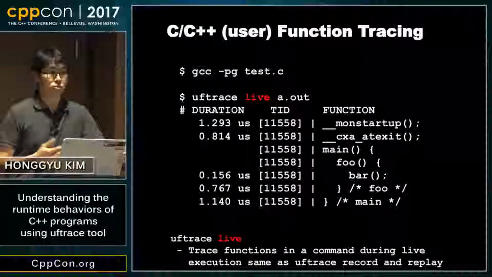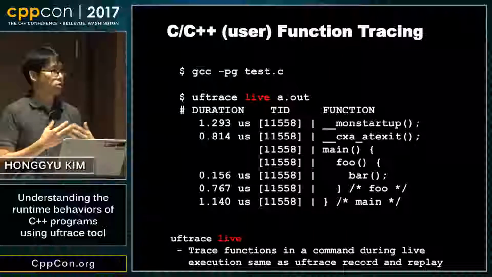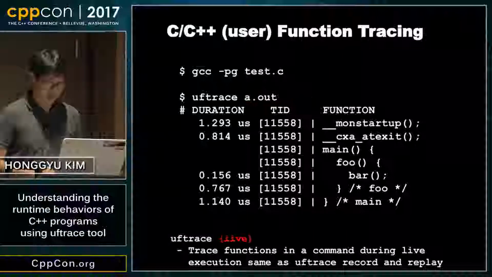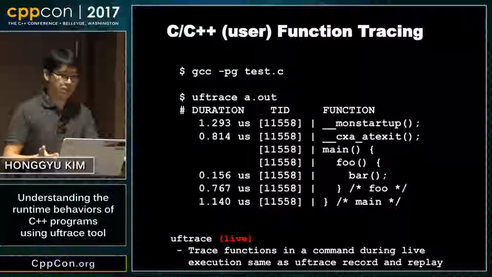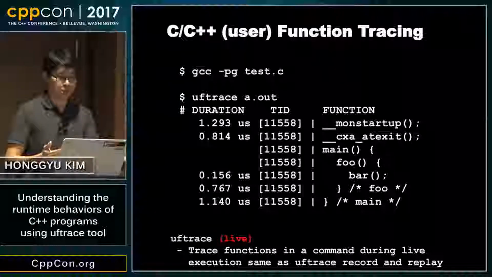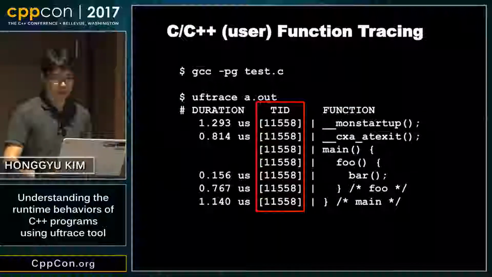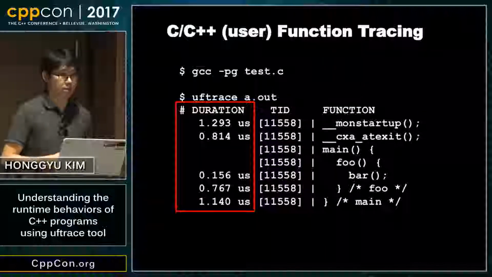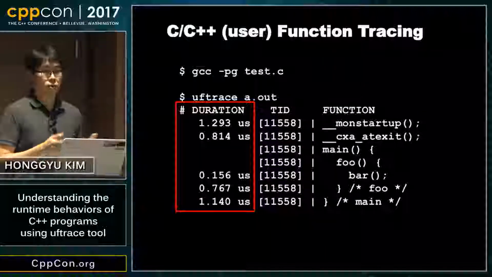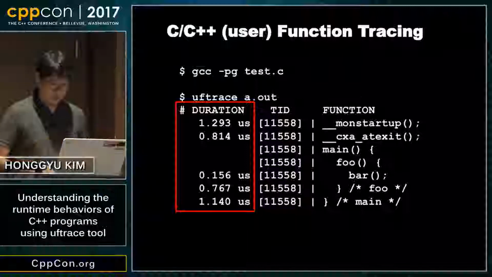Or you can just use the live command. It's just record plus replay. Because the default command is live, you don't have to put it. This is the caller-callee chain, this is the thread ID, and this is the function execution time for each function call.